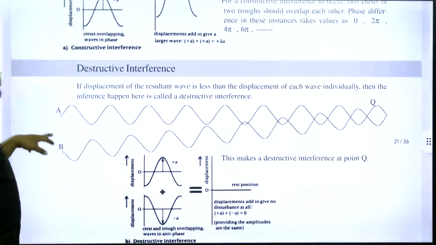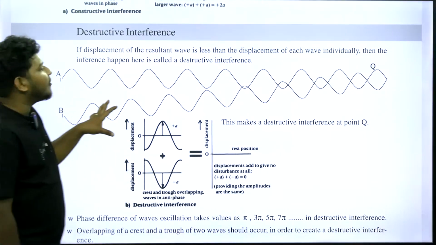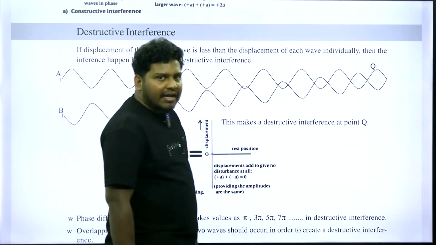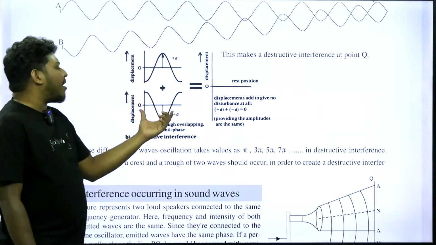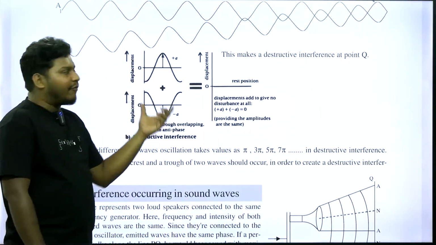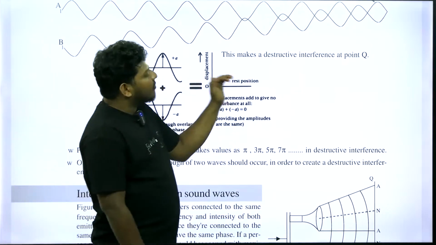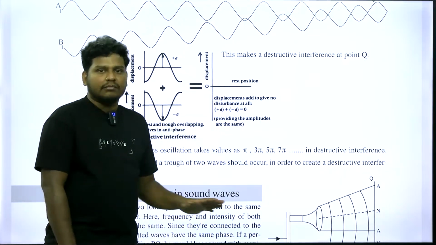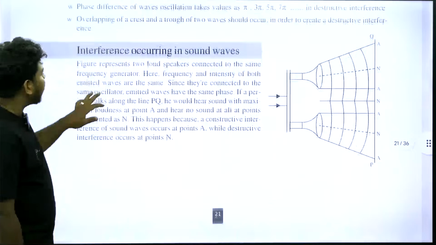Destructive interference means, guys, look at this one: plus A and minus A. At that point, plus amplitude and minus amplitude are interfering. When we add both of these together, the rest position will happen. There's no resultant. The resultant is zero. There's no wave there. So the rest position.